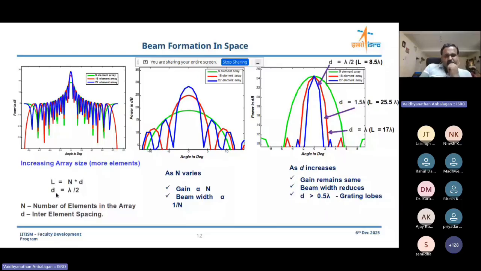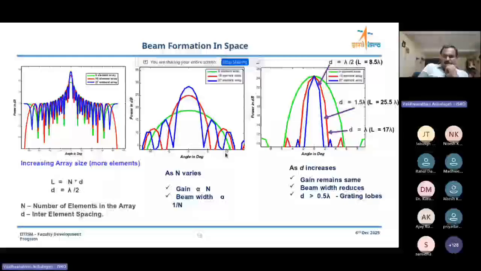And d is the inter-element spacing, when each element is placed at a distance of lambda by 2. So if n increases, the size of the array becomes more and more. When n varies, the length or the size of the antenna becomes more, then obviously the gain of the antenna improves. As the size of the antenna becomes more and more, the beam width becomes narrower and narrower, and the gain improves. So here you can see, compared to a 9 element array and an 18 element array, the 27 element array has a narrower beam width and a higher gain.